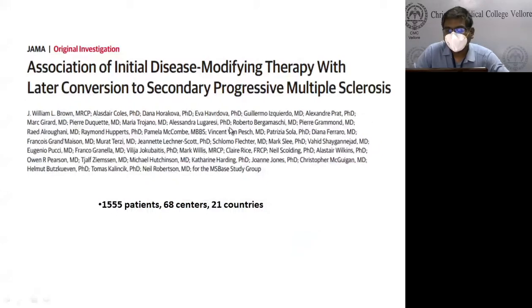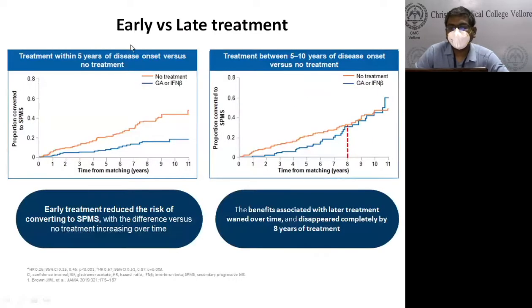Then subsequently, in 2020, we had an article comparing the impact of different disease modifying therapies on whether the MS progresses later to secondary progressive or degenerative forms. This was a multi-center study which involved around 1,555 patients in 68 centers and 21 countries. They compared early versus late treatment, where early treatment was defined as treatment initiated within 5 years of disease onset, versus no treatment, using the classical traditional agents like glatiramer or interferon.